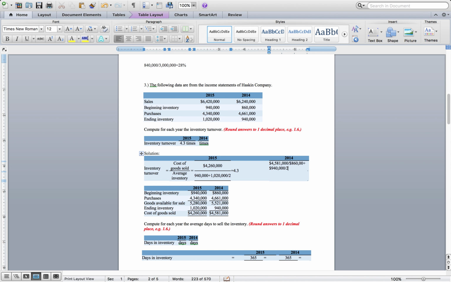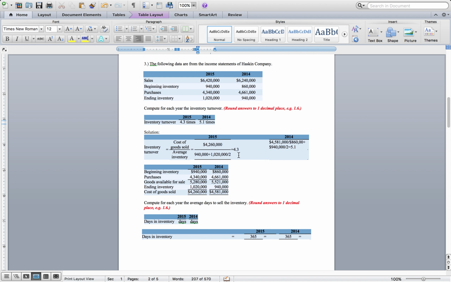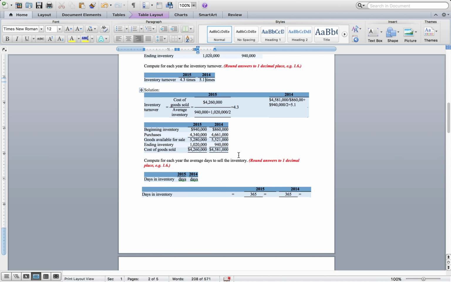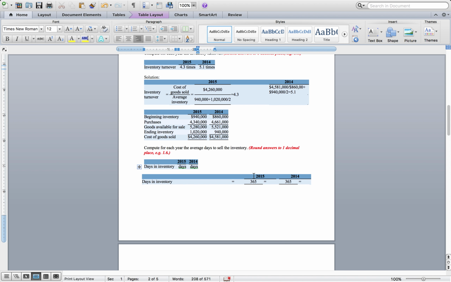Divide by 2. Now remember, when we do that, we add it together, that'll be 5.1 times. So now 2014, inventory turns over 5.1 times. Now the next part says you want to calculate your days in inventory. So again here, we use 365 days, no leap year. All it is is 365 divided by inventory turnover.